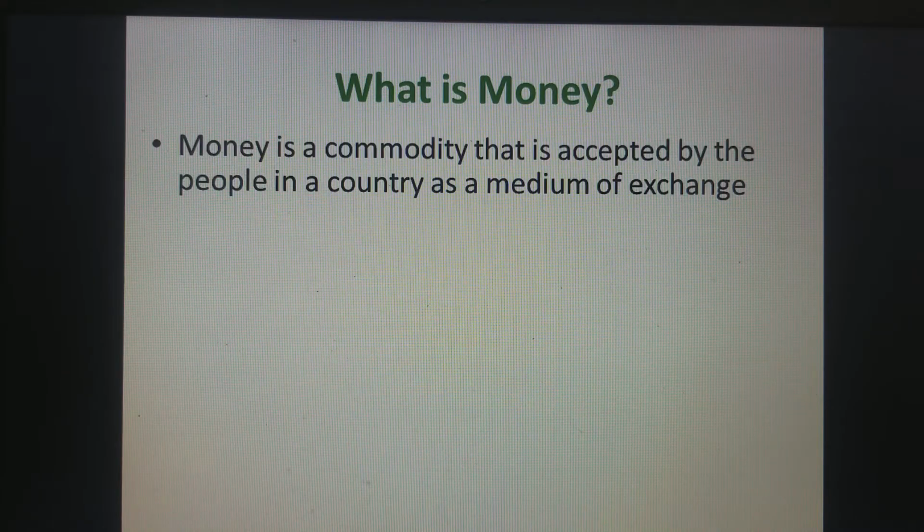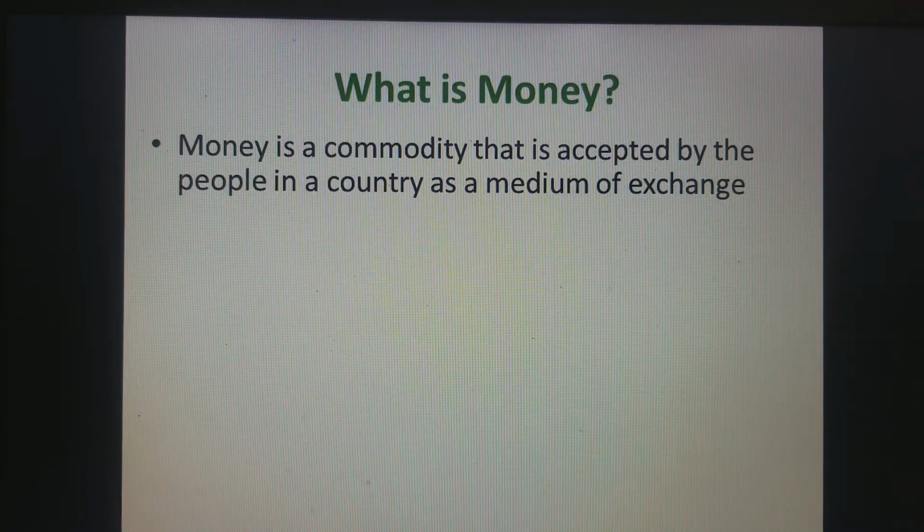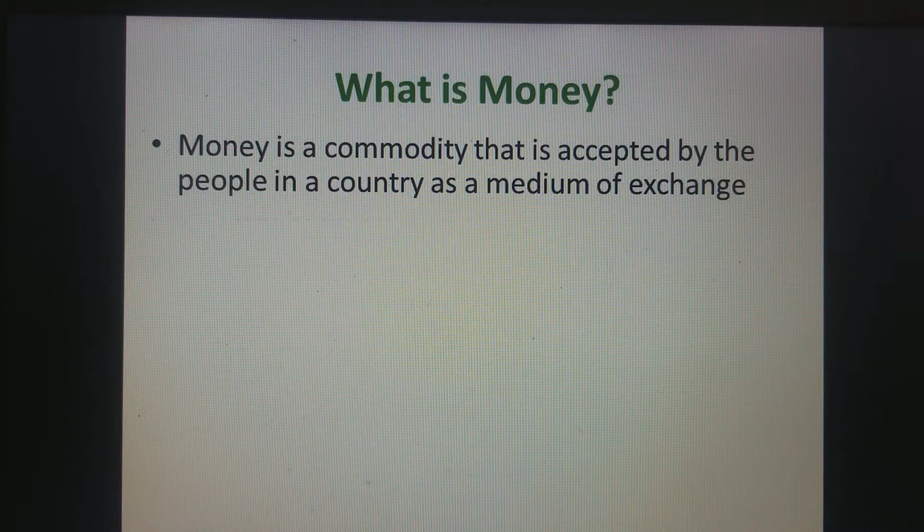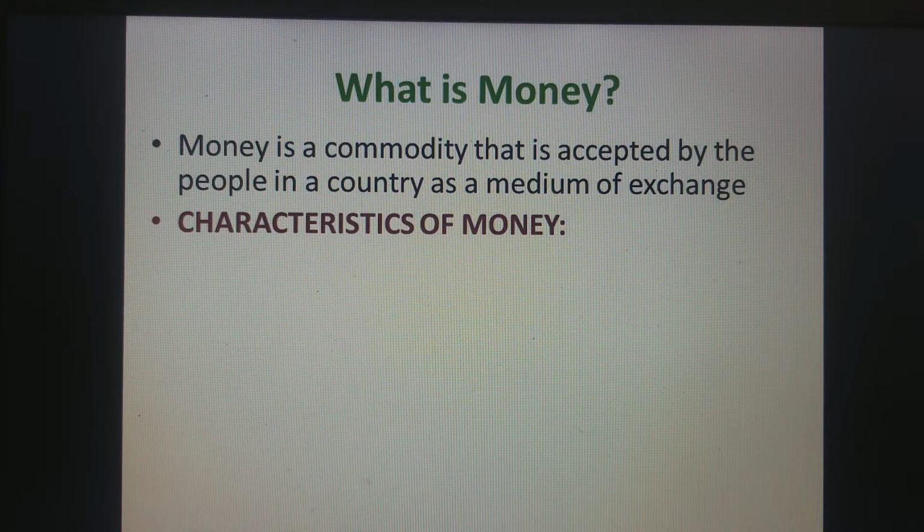What is money? Now, money is the commodity that is accepted by the people in a country as a medium of exchange. So when everybody or most of the people in the population agree to use this particular item as a means of exchanging for goods and services, we refer to that as money. Now, what are the characteristics of money? Let's go through them quickly.